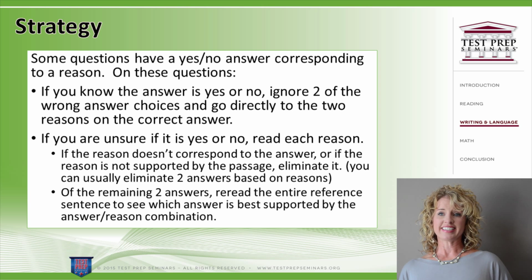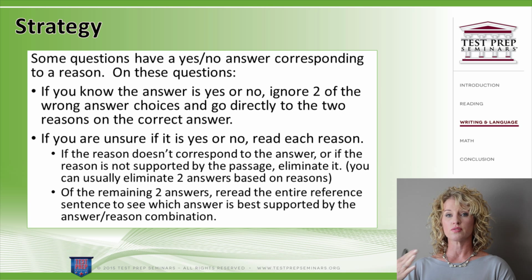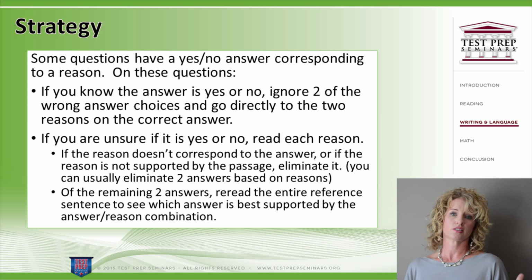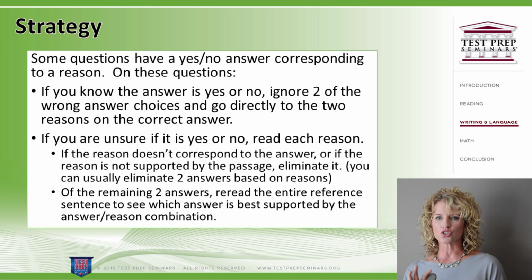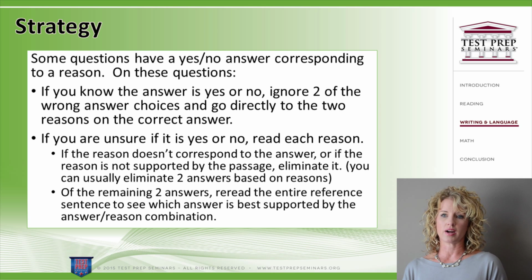Final strategy for writing in language. Some questions have a yes or no answer corresponding to a reason. So a lot of times you're going to know, oh, I'm looking for a yes answer or I'm looking for a no answer. So you can quickly go ahead and line out whichever one you're not looking for. That's super easy. And then if you're not sure which one, is it yes, is it no? Because again, if it were just evident all the time, you probably wouldn't be sitting here listening to me right now. So then you have to go back and read the reasons, right? And if the reason doesn't correspond to the answer, or if the reason isn't supported by the passage, then you're going to eliminate that. And you can usually eliminate 1 or 2 that way.